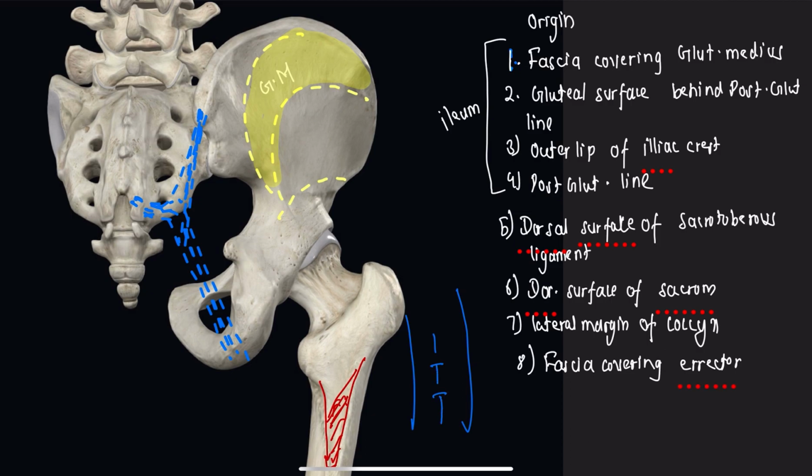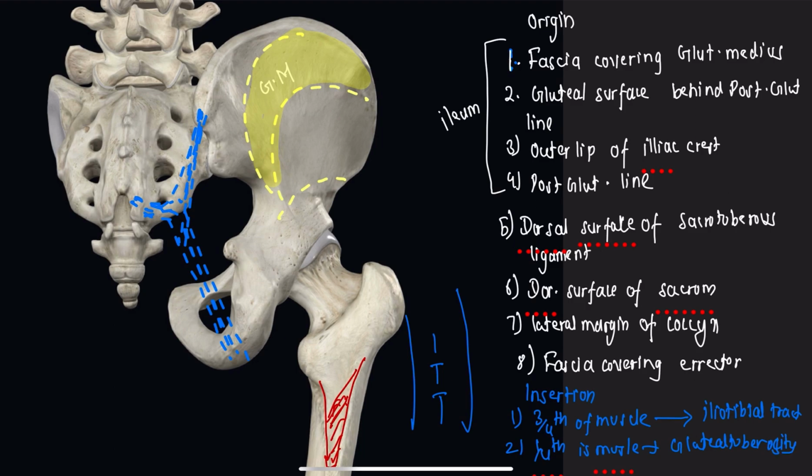So for the insertions, the majority of the muscle, that is three-quarters of the muscle, is inserted into the iliotibial tract, and one-quarter of the muscle is inserted into the gluteal tuberosity. Again, the gluteal tuberosity is a part of the femur. So this is all about the origin and insertions of the gluteus maximus.